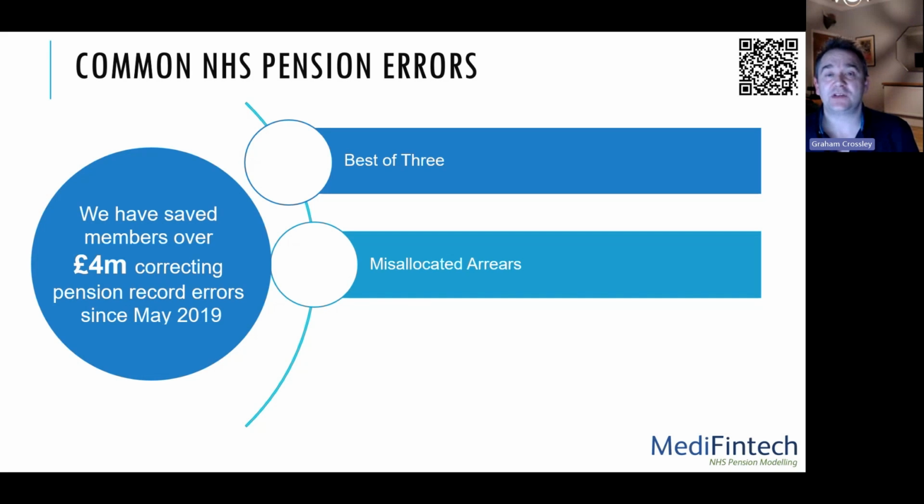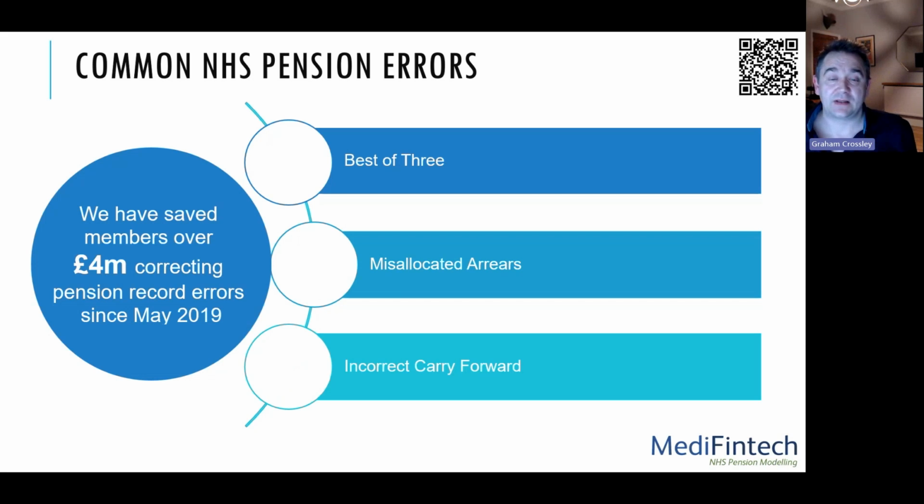We also have something called misallocated arrears. So if you receive pensionable pay that should have been paid to you in a previous year, and big culprit on this was the old clinical excellence awards and delayed awards, that can create an artificial spike in your pensionable pay, which means that there can be an artificial spike in pension growth. And we've had members who have had tax bills of thousands and thousands of pounds when they shouldn't have had them.